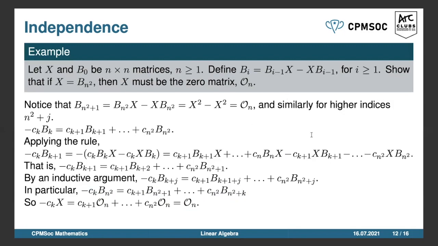So we've made use of the fact that matrices form a vector space, an n squared dimensional vector space, to talk about linear dependence of matrices. And that's allowed us to combine that with what we know about matrix multiplication and what we know about this special recursion here, to argue that X is the 0 matrix.